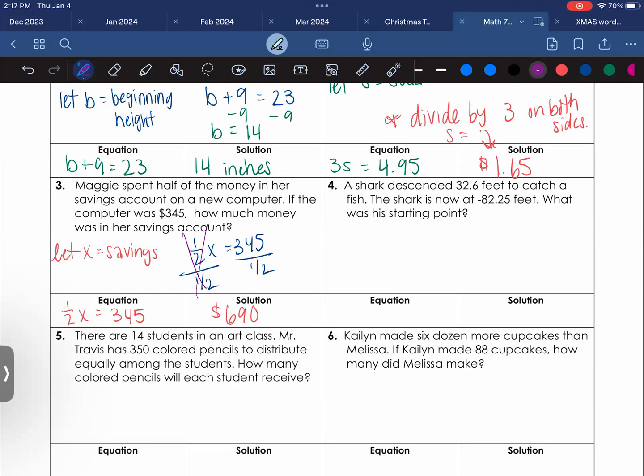All right, number 4. You should have set up your equation to be, let's see, starting point, so I'll use letter S, minus 32.6 equals negative 82.25. And then your solution should have been negative 49.65 feet. Do not forget your label.